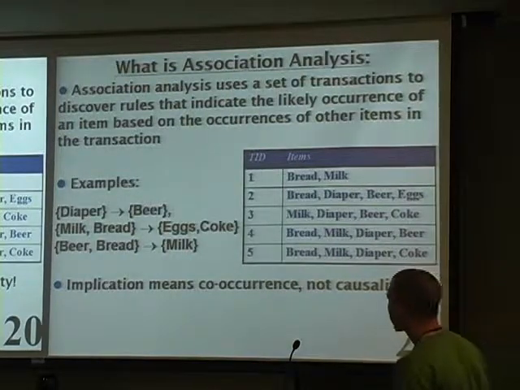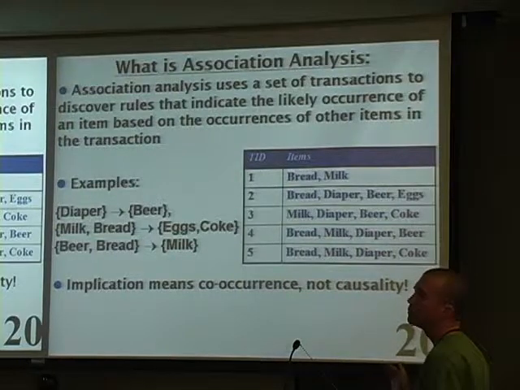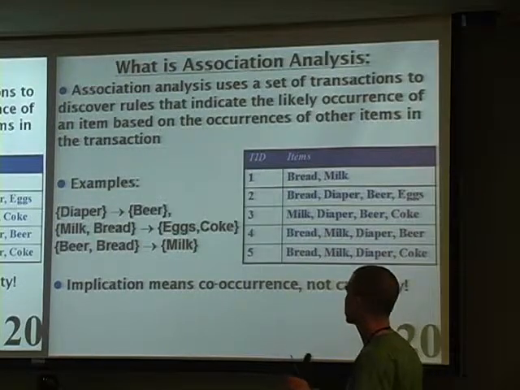Now, you hear a lot of people badmouth these things. So this is just co-occurrence. This is just correlation. It's not causality. But it's important to think about, because in some cases, that's okay, right?